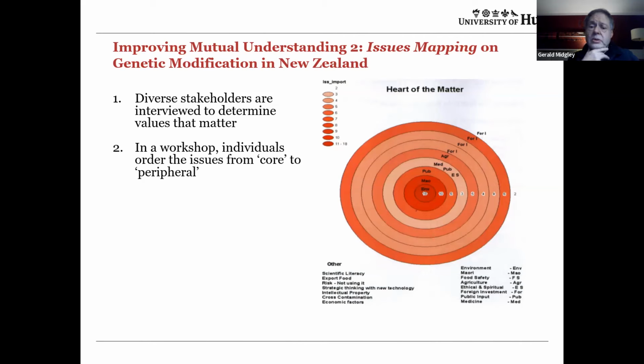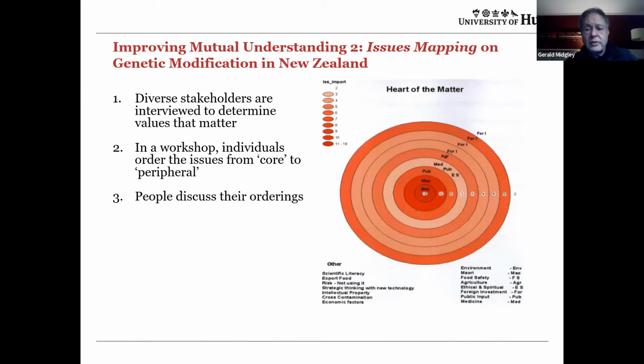And it was only on spiritual issues that there was really a difference between the scientists and some of the campaign groups, because the campaign groups often put spiritual issues quite high on their agenda, maybe the third ring out, whereas the scientists put that right at the edge. But there was enough commonality to enable a dialogue and for people to agree to disagree on that kind of issue. So people discuss their orderings.